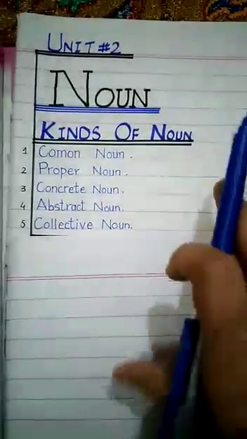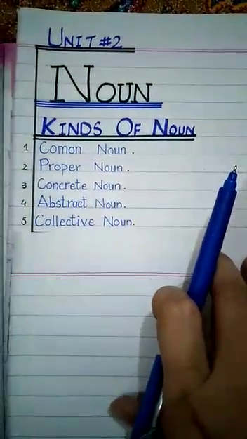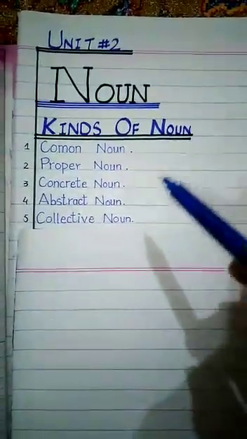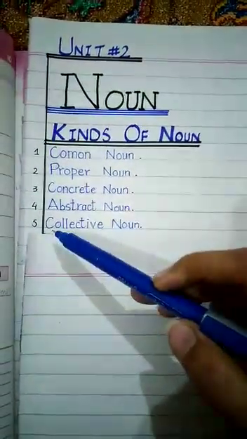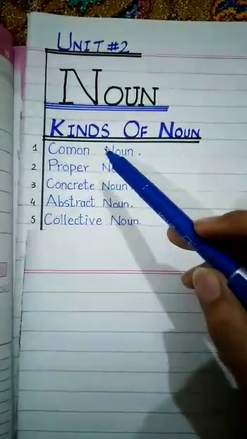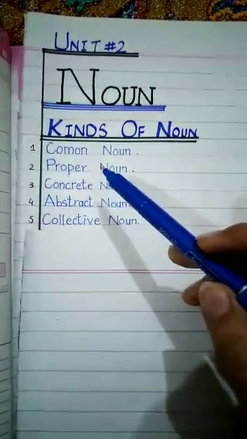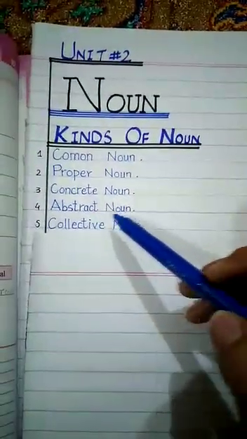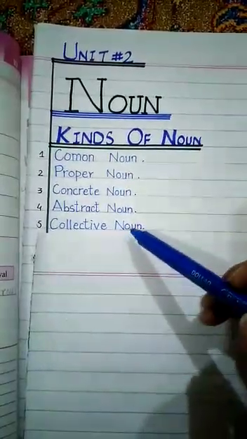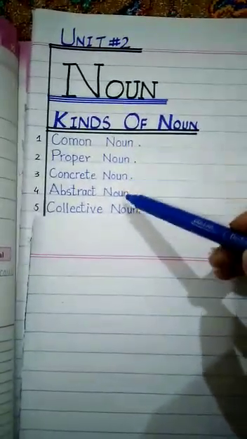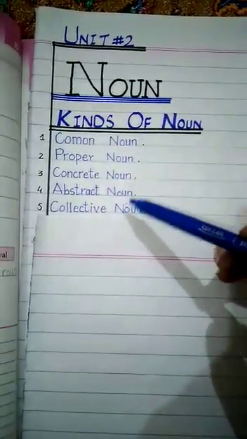So now it's time to do the kinds of noun. How many kinds of noun do we have? We have 5 kinds of nouns. Number 1, common noun. Number 2, proper noun. Number 3, concrete noun. Number 4, abstract noun. And number 5, collective noun. Now we will study all these kinds one by one in detail.